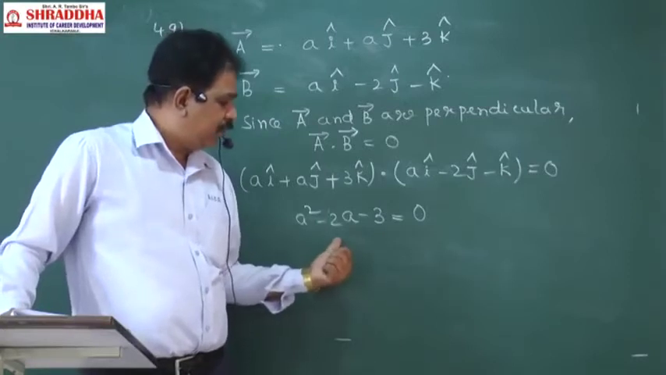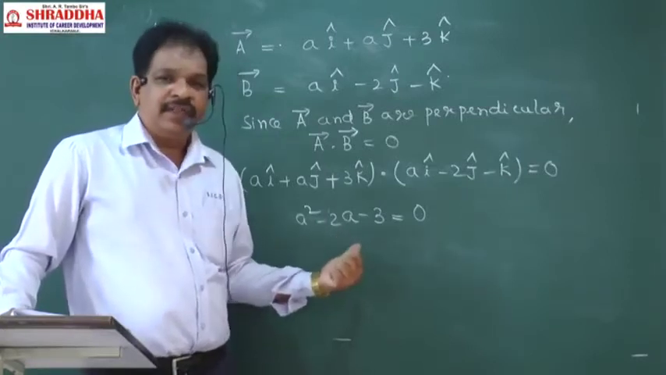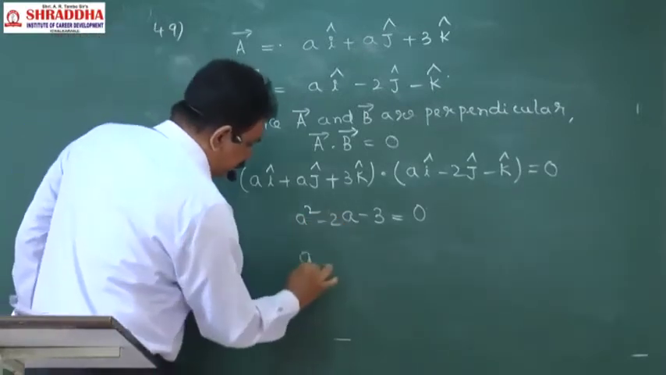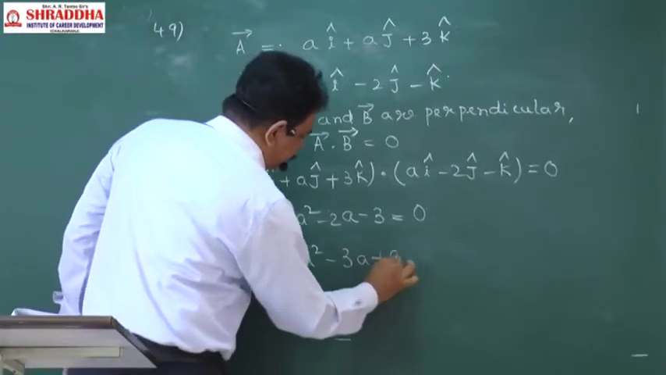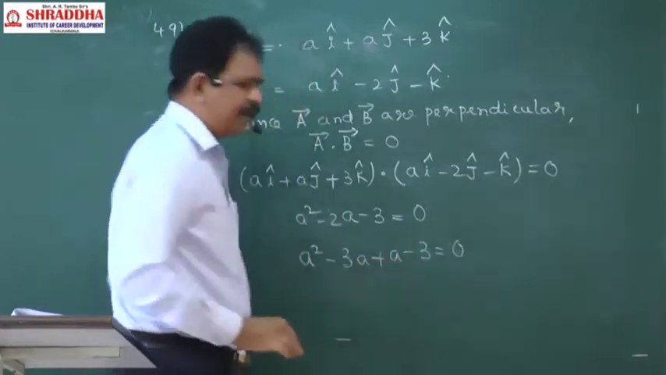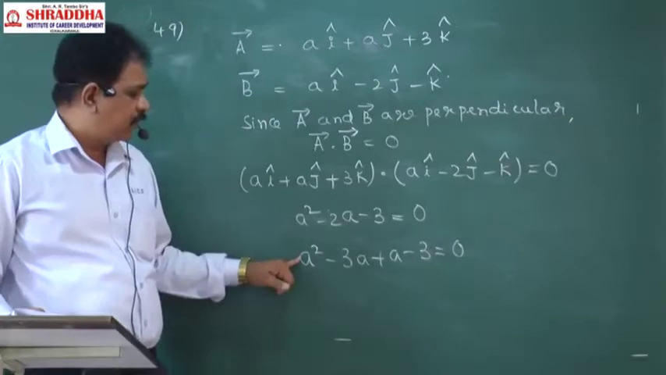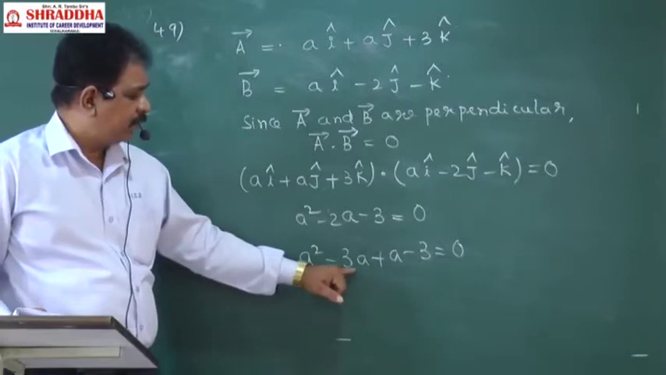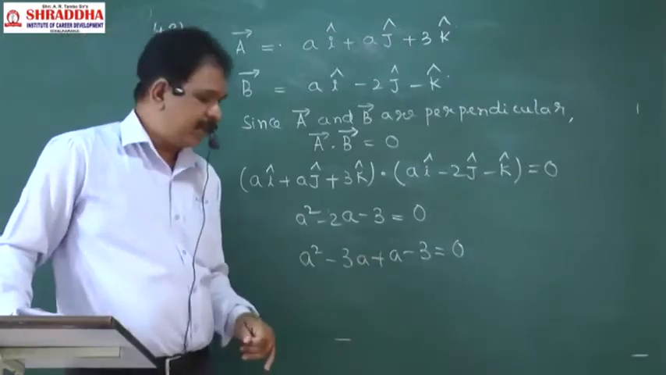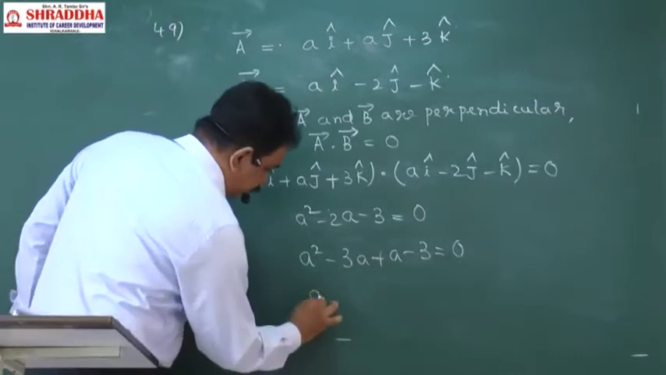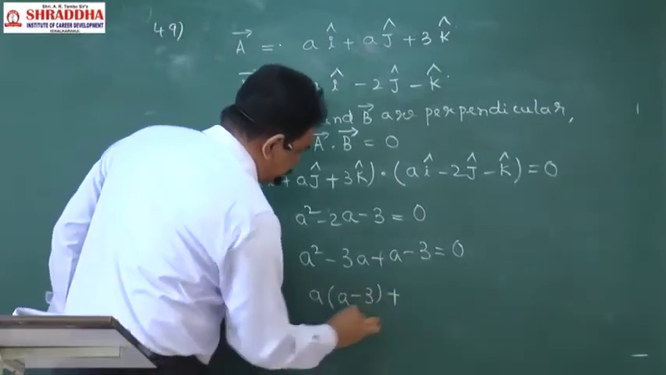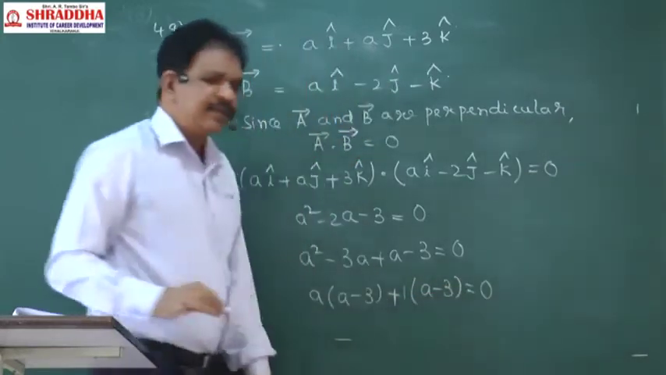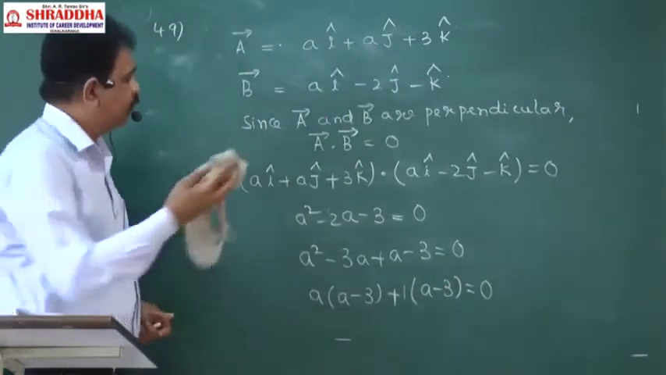Then you solve this equation, you will get the positive value of A. So for these factors: A square minus 2A minus 3 factors will be minus 3A plus A. So A into A minus 3 plus 1 into A minus 3 is equal to 0.